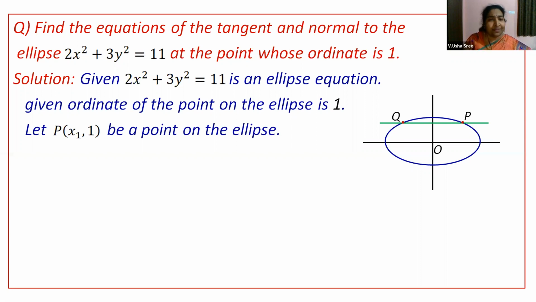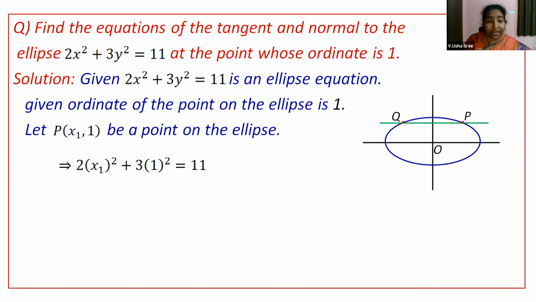Then, see children, this is a basic concept. If a point is on a line or a conic, then that point should satisfy the given straight line equation or the conic equation, isn't it? This is the basic concept we have learned from our first year, right? So here what we will do, since the point is on the conic, we will just substitute (x1, 1) in the conic equation. Here the conic equation we have is the ellipse.